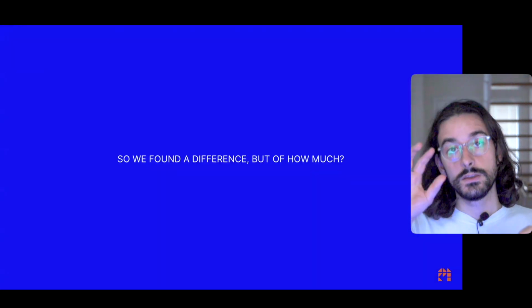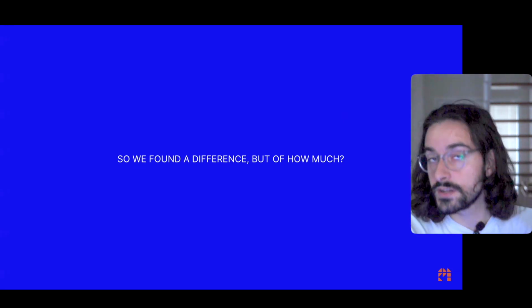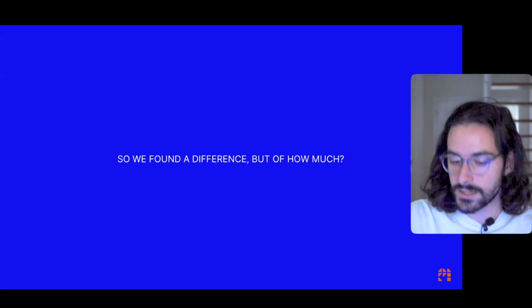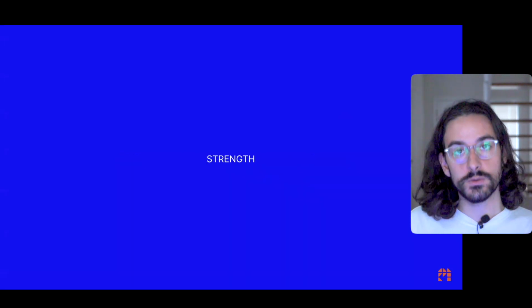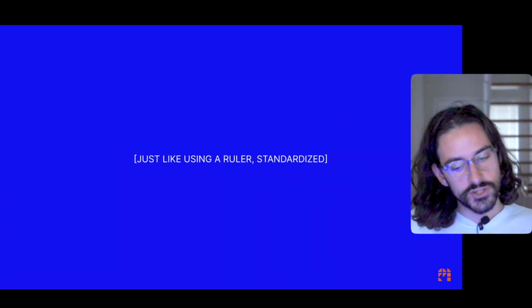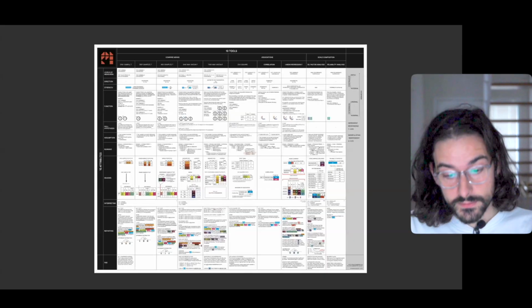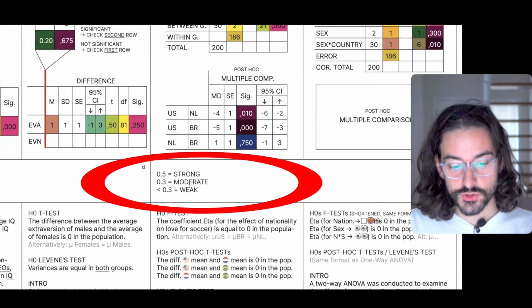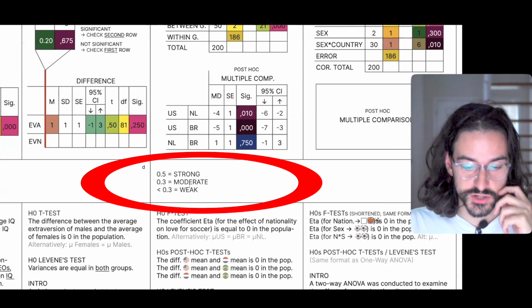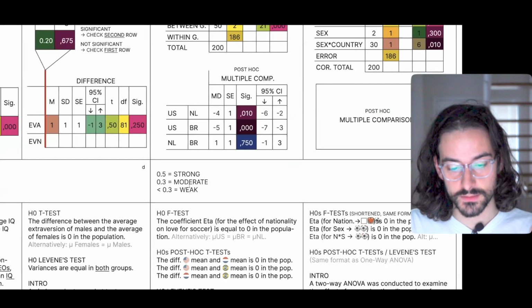Now, let's say that you found a significant result. You know that the difference is not 0, so there is a difference. But the question is, how much? How much is that difference? And that's when we talk about strength. This is just like using a ruler. You're going to look at the mega table, and you're going to zoom in at these strength rulers here, strength measures. The thresholds, as we often refer to them.